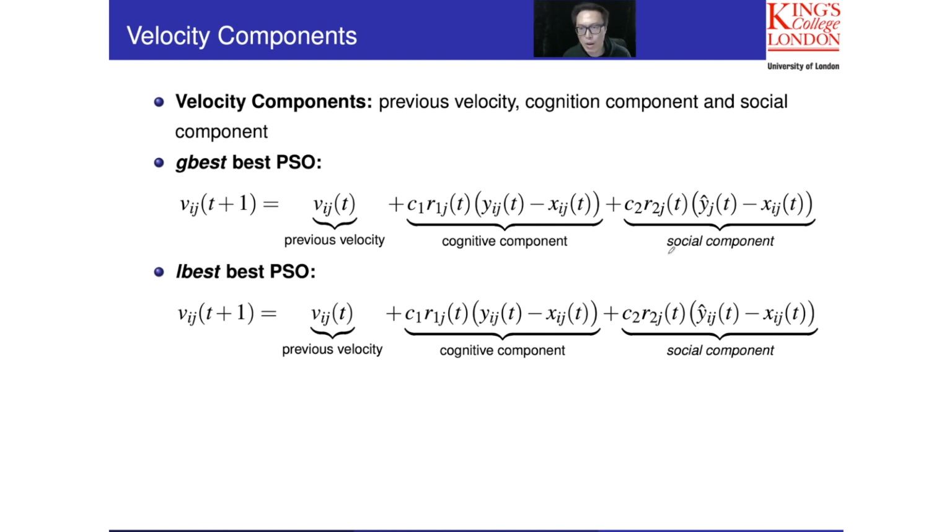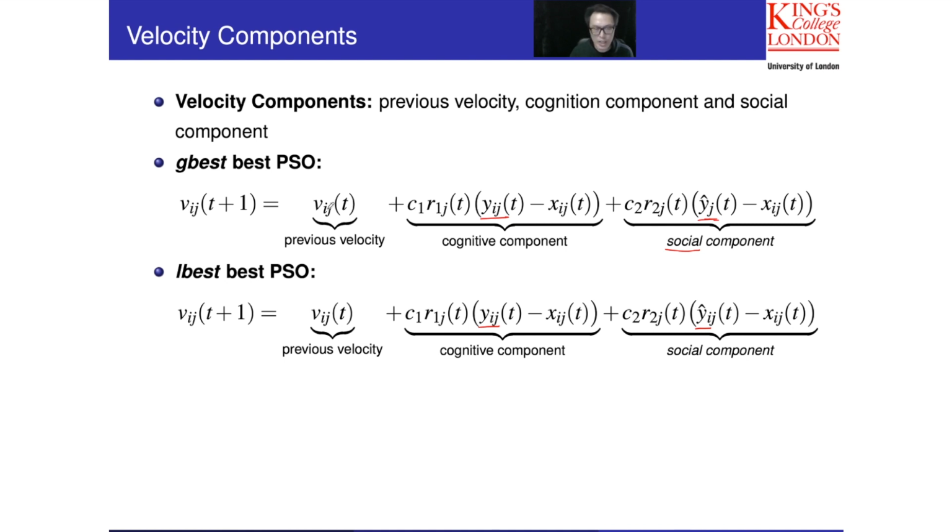For example, the social component is known by everyone. For the global best, the social component is related to the global best solution. The social component of the local best is associated with the local best within a neighborhood. And the cognitive component is the information collected by the particle itself, that is the personal best position. The previous velocity is the inertia of a particle from the beginning.